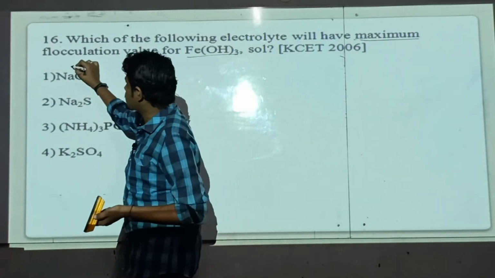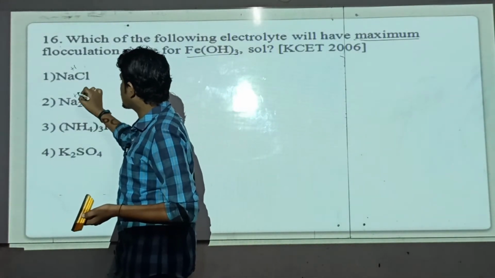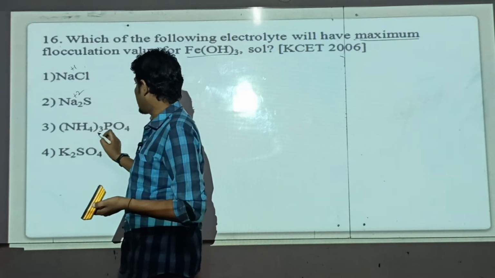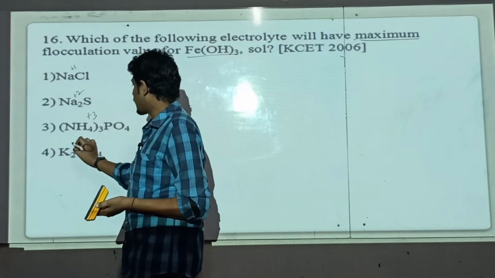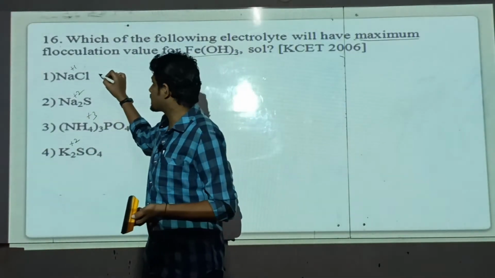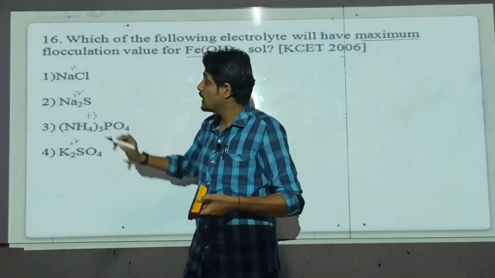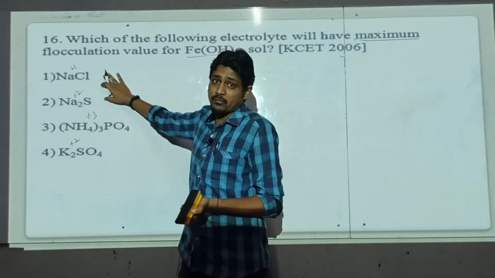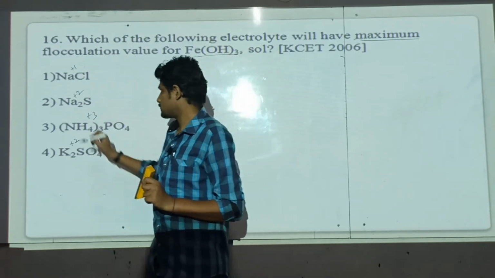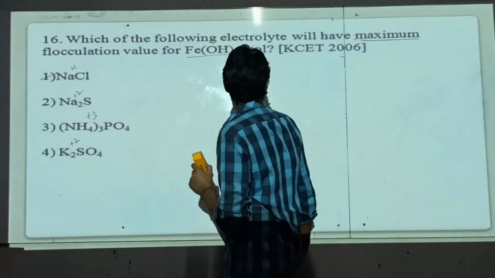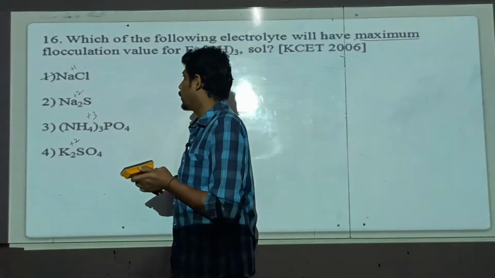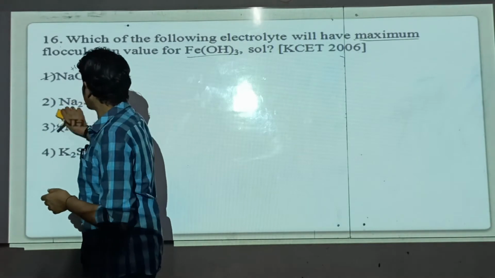Here sodium has +1, here 2 sodiums are there, so +2. Here ammonium phosphate, so 3 ammoniums are there, so +3. Then potassium +2, which is having the lower oxidation state. Yes, this is having the lower oxidation state, which means sodium chloride has maximum flocculation value or minimum coagulating power. So maximum they have asked, isn't it? Yeah, maximum means sodium chloride has maximum flocculation value. Okay, then moving on to the next question.